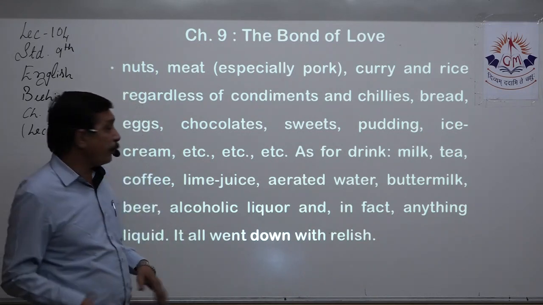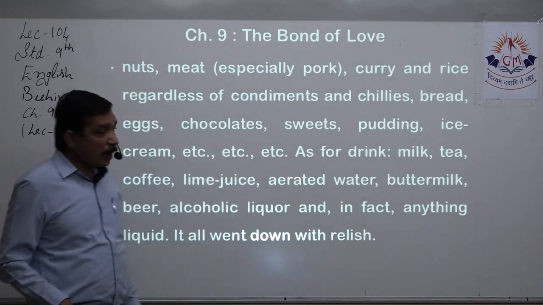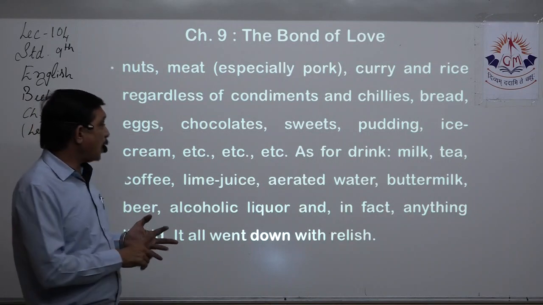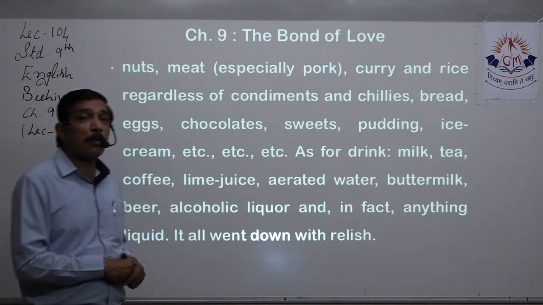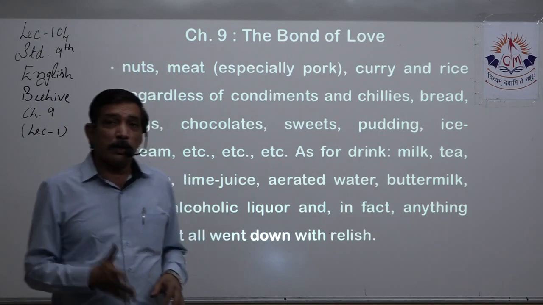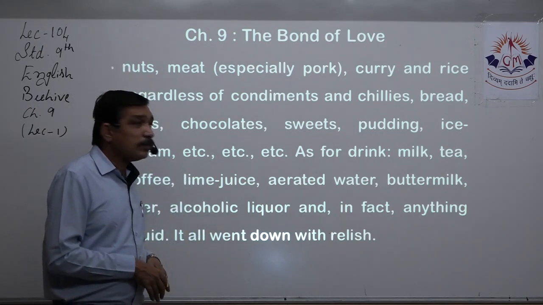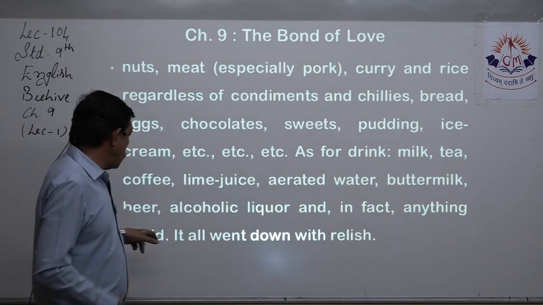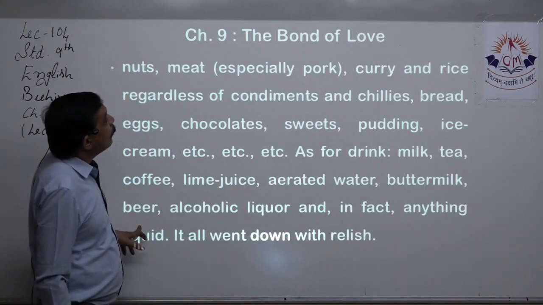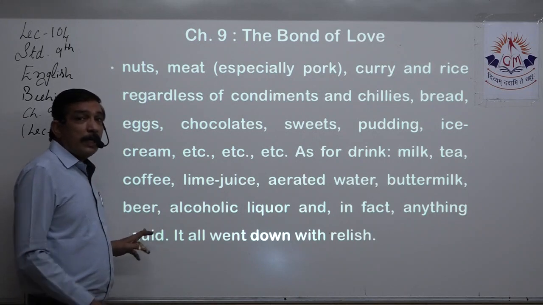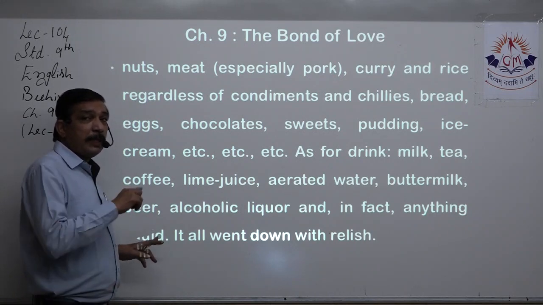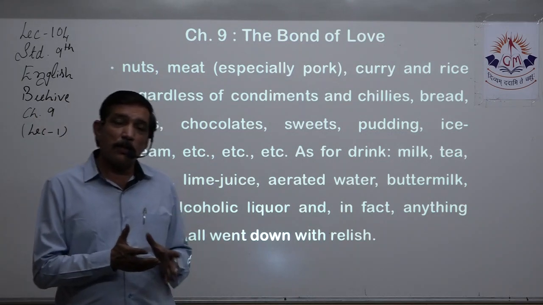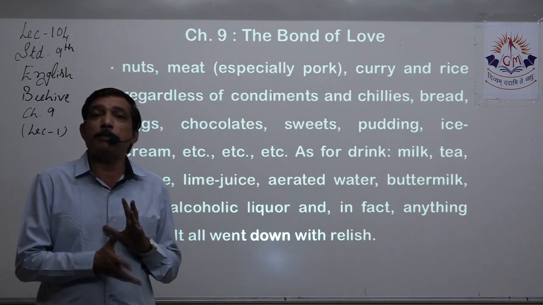Now come to drink. As for drink, whether it is milk, tea, coffee, nimbu pani, lime juice, aerated water. What is aerated water? Just soda, that is aerated water, right? Then buttermilk, chas, beer. See the spelling. Agya? Nahi hai. B double E R and B E A R. Many students still mix up these two things. One is bear and another is beer.